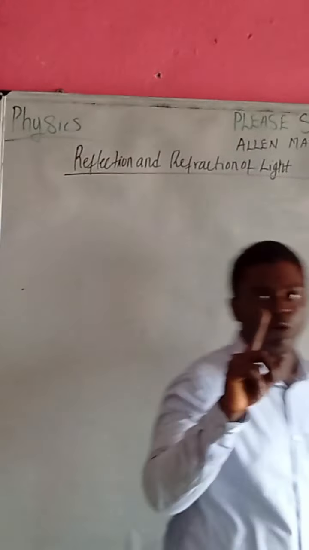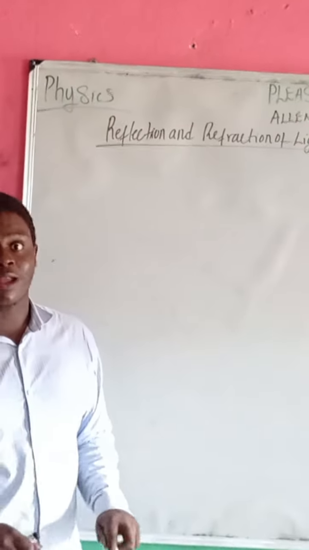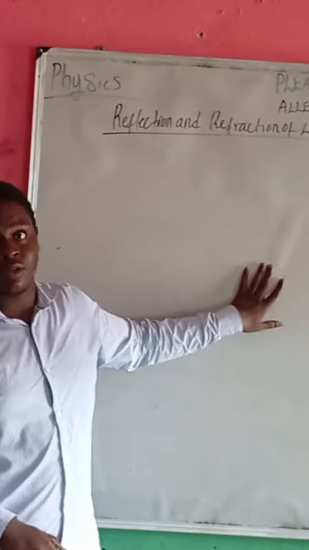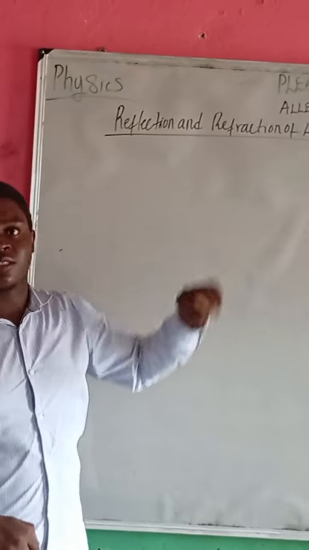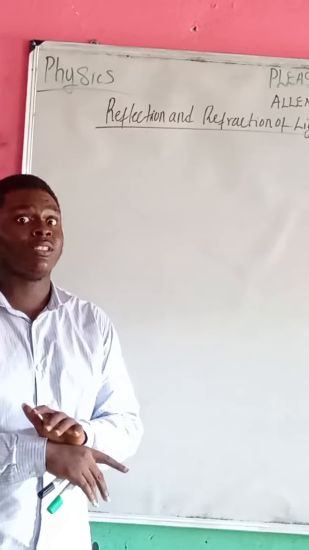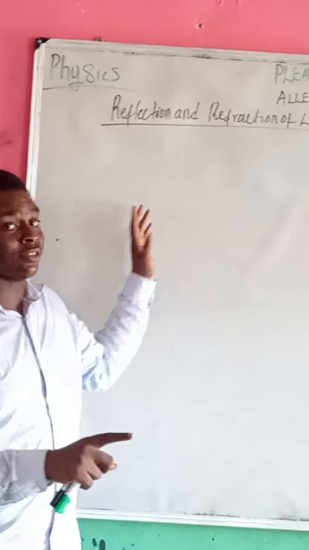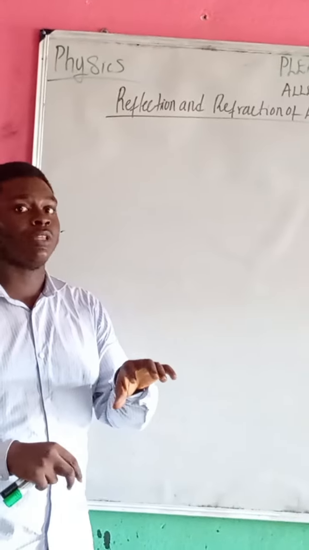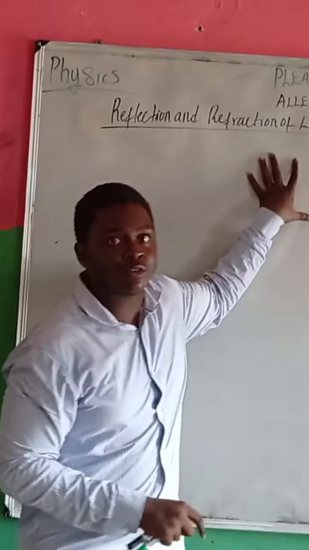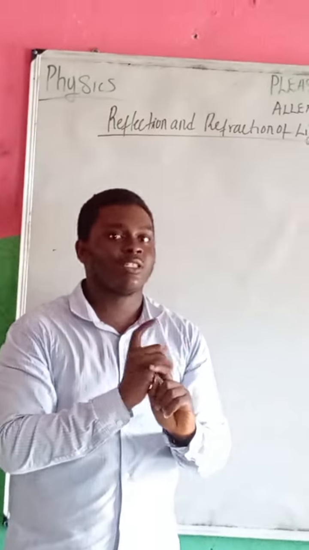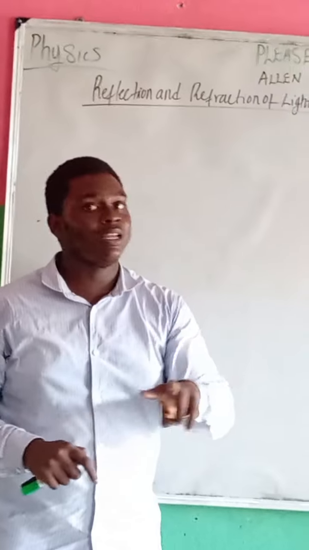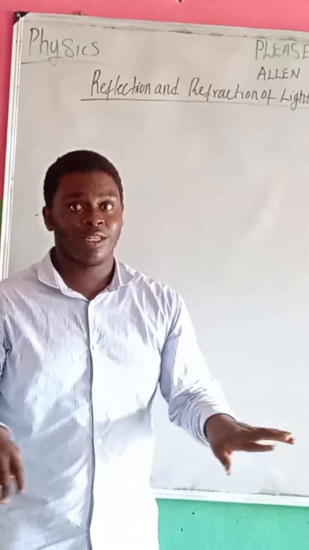Let me tell you the laws before I go to the solving, then I'll end the video. There are two laws of reflection and there are two laws of refraction. The first law of reflection says that the angle of incidence, the angle of reflection, and the normal all lie on the same plane. The second law of reflection says that the angle of incidence equals the angle of reflection. Let's go to refraction. The first law of refraction states that the refracted ray, the incident ray, and the normal all lie on the same plane.